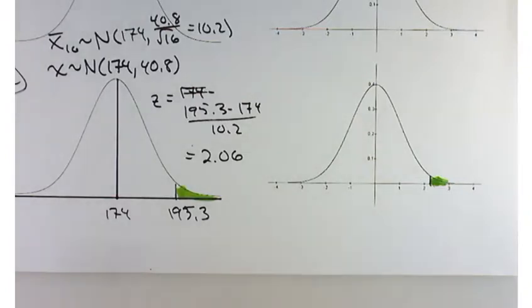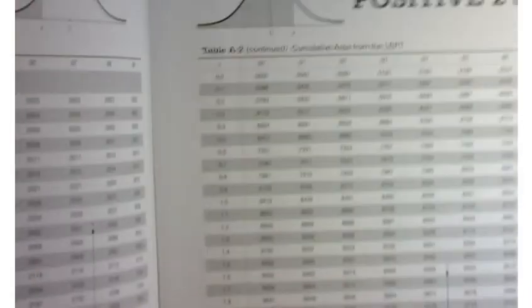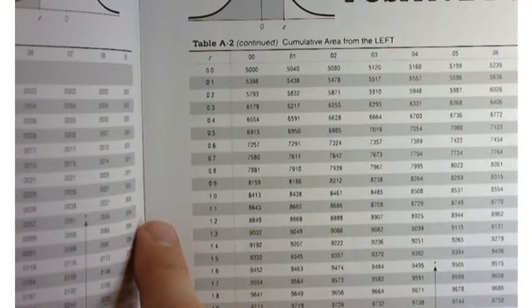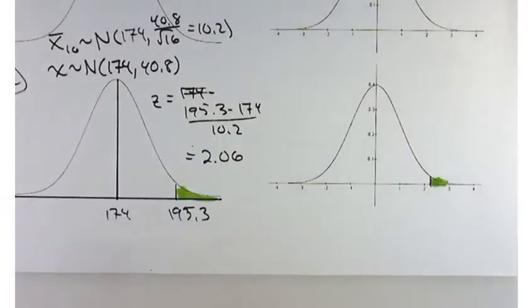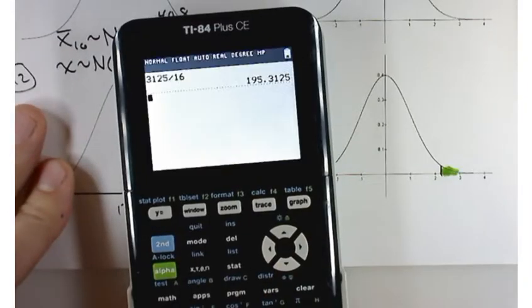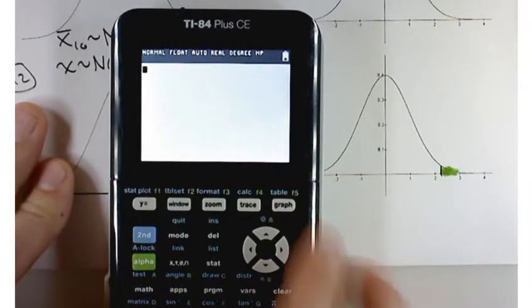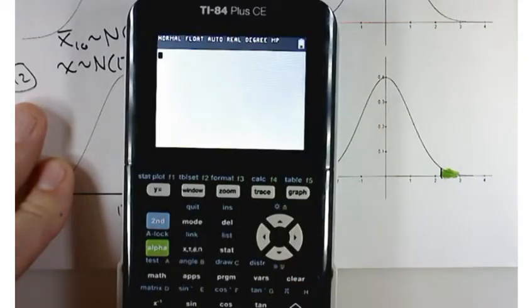So let's look up 2.06, even though I know Chris already has for me. 2.08? Uh-oh. Trouble in paradise. Let's take a look at this. Let's just double check things here. So, parentheses 195.3 minus 174 divided by 10.2.